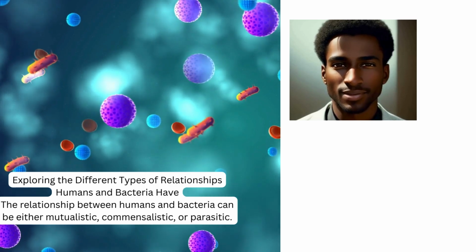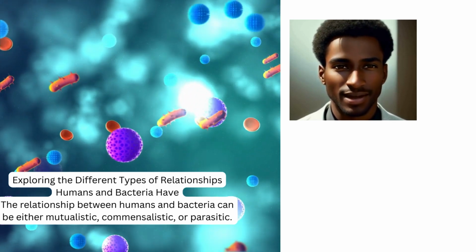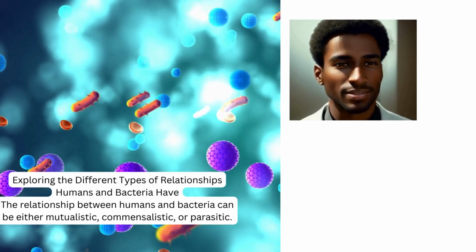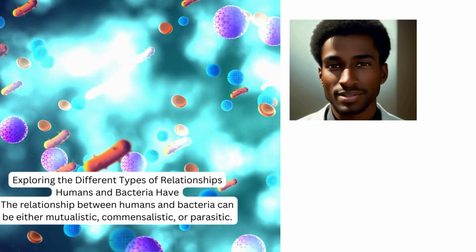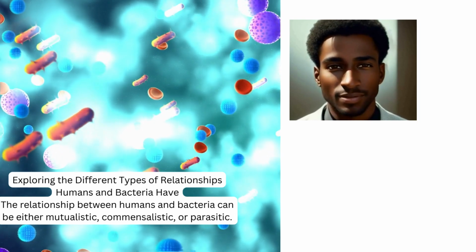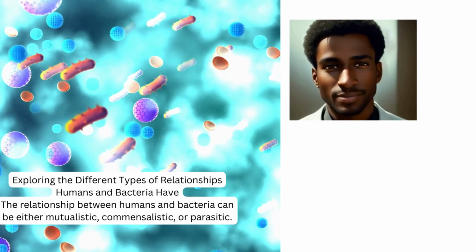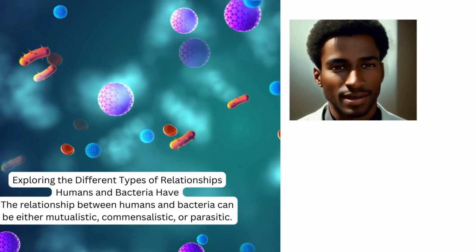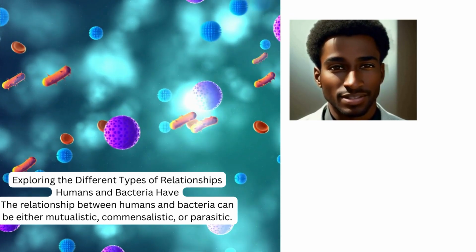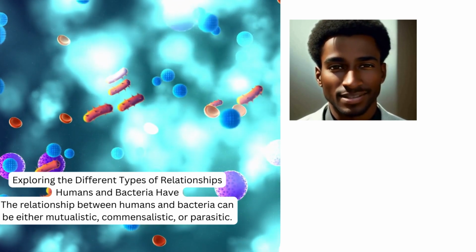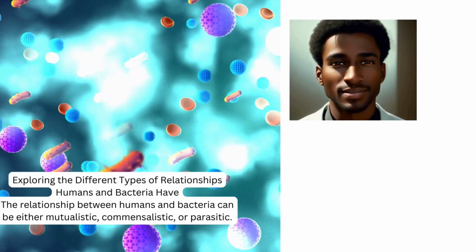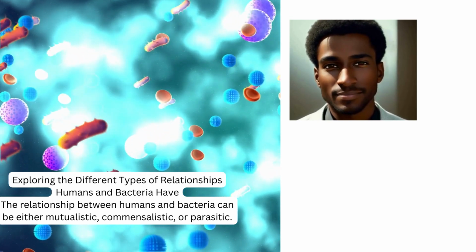Exploring the different types of relationships humans and bacteria have. The relationship between humans and bacteria can be either mutualistic, commensalistic, or parasitic. In mutualism, both the bacteria and the host benefit from the relationship. For example, bacteria in the digestive system assist in nutrient metabolism, vitamin production, and waste processing, while the host provides a place to live and food.